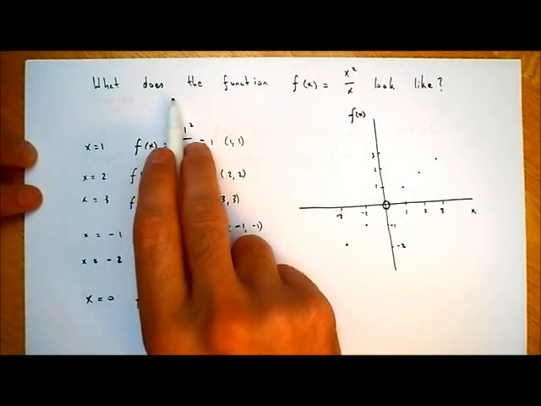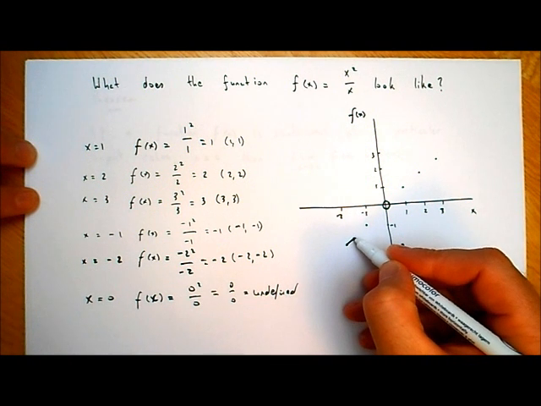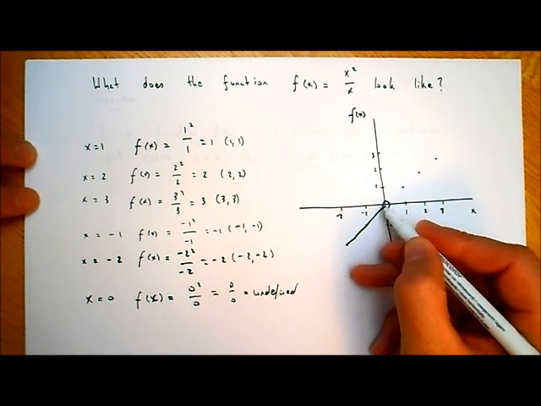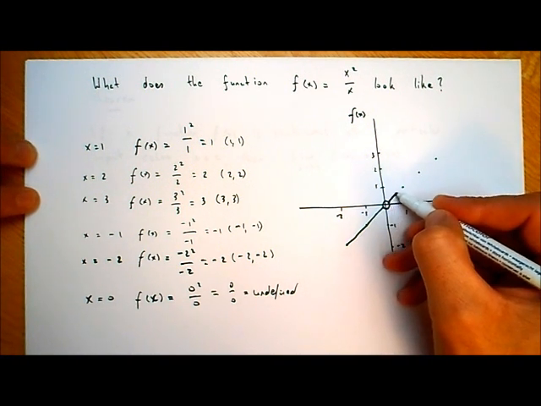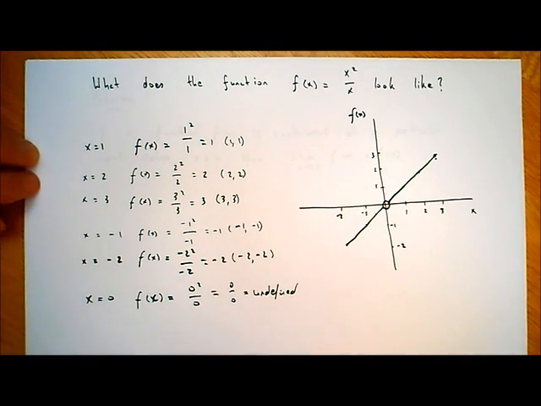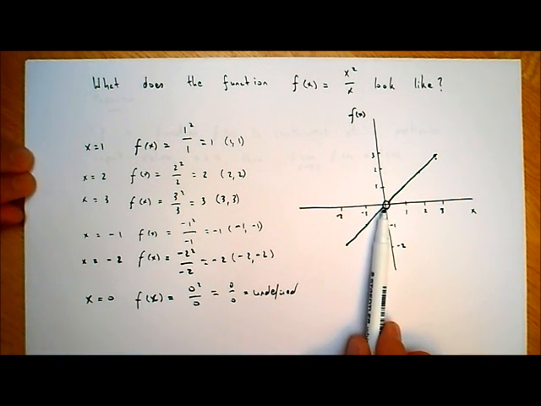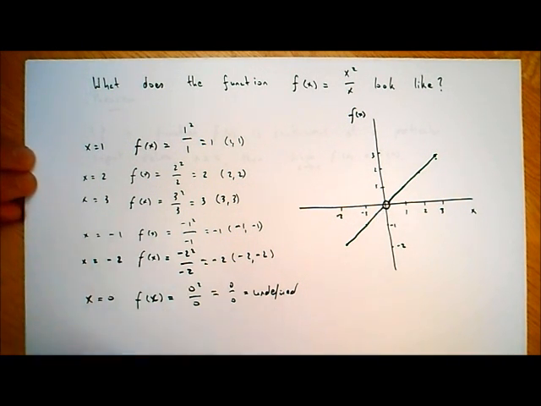So the question said, what does the function f of x is equal to x squared over x look like? Well, it looks like this. It's pretty much a straight line, except when it gets to (0, 0), there's a break. Okay, we'll just move that point up there. So when it gets to (0, 0), there's a break. The function doesn't pass through the point (0, 0), because the x value can never be 0.